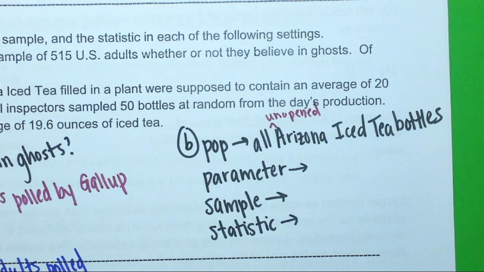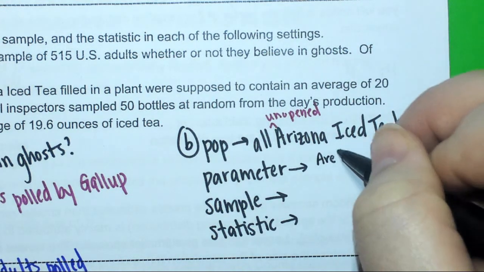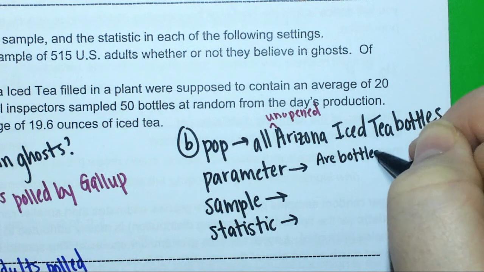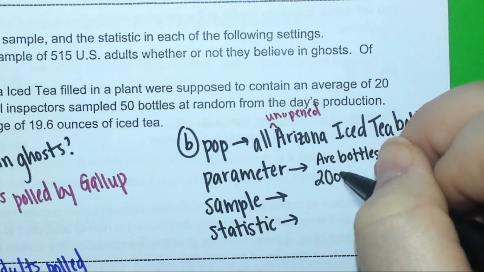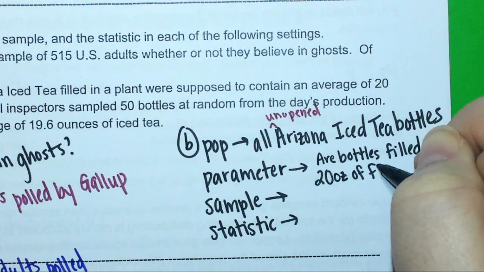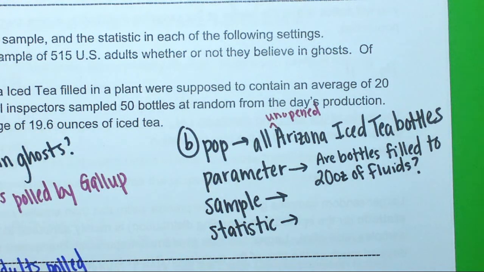Okay, so what are we trying to figure out? What's the parameter? Okay, so our bottles filled to 20 ounces, and to please Cody, I'm going to put fluid ounces. We would like to know, did they all reach that mark? I'm buying a 20 ounce whatever. Does it actually hit the 20 ounce mark? Sometimes not, sometimes yes, so now we have to deal with it.